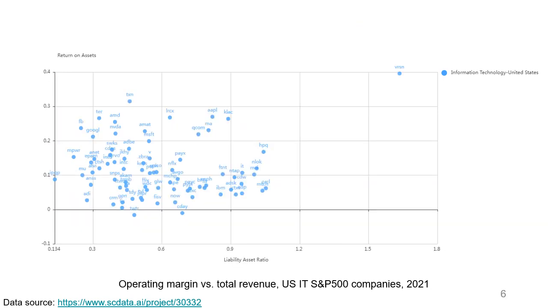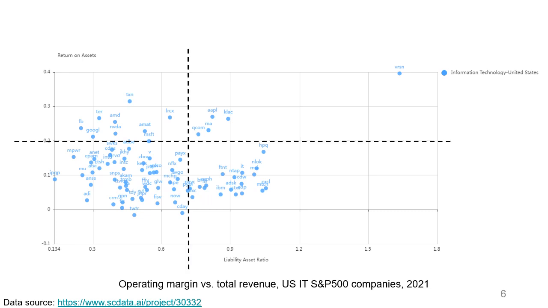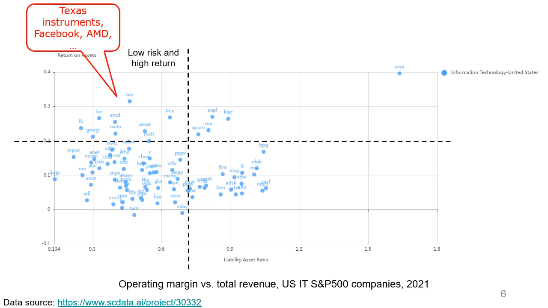To measure risk, we can use the risk and return analysis. Higher risk does not always give you a high return, which means that you can have high return and no risk at the same time. This picture shows the risk and return of the S&P 500 IT companies. There are 4 regions: no risk and high return, for example, Texas Instruments, Facebook, and AMD.